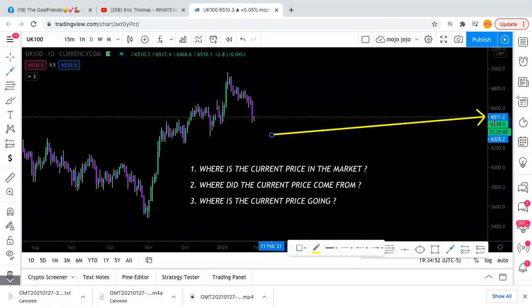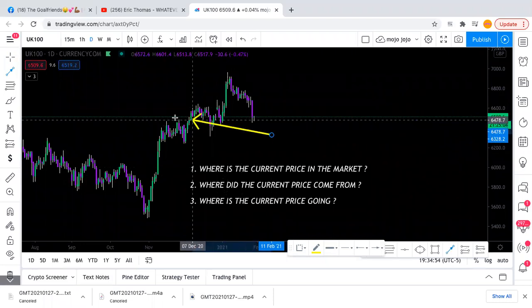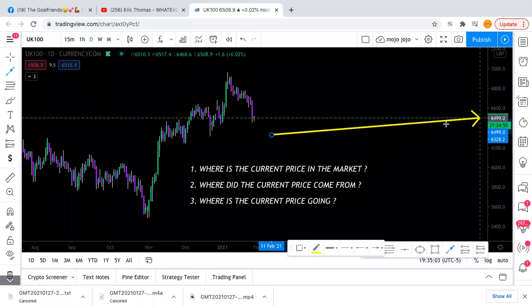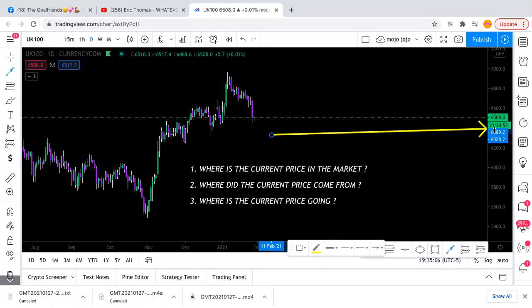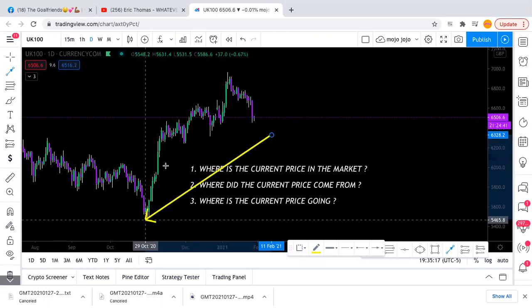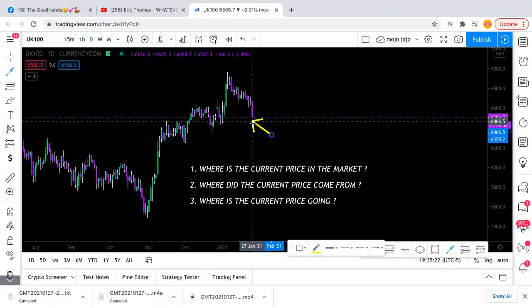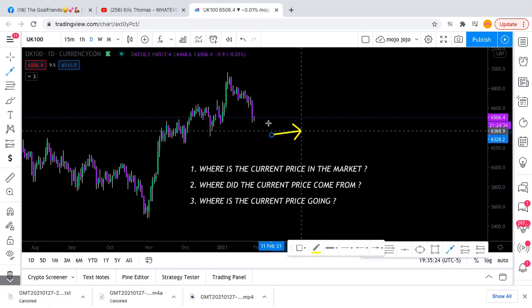Boom! Hello! Do you think they put this dotted line here for nothing? Do you think they color-coded this number right here for nothing? And y'all know what this number is? It's 21 hours left on this day candle. The new day in UK 100 started 3 hours ago. So every one of these candles represents 1 day in the UK 100 market. Yesterday, it was a big sell candle. Right now, it's just getting started.